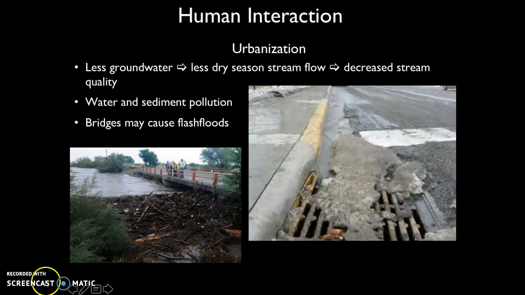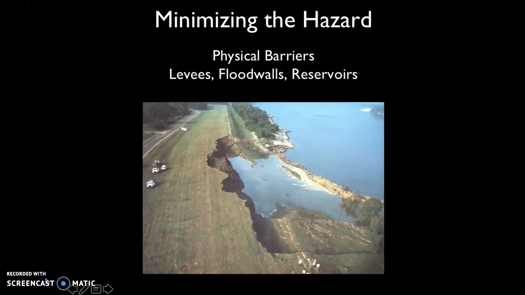Some ways in which we can minimize the hazard of flooding. Some of the earlier and yet still used ways are going to be these physical barriers, such as levees, flood walls, or reservoirs. So a levee, as you're seeing here, is basically going to be building up the ground higher on the floodplain itself, so that when the river, when the stage, I should say, gets higher and higher, it will no longer flood the floodplain that it was originally going to, but it will still be contained within the barriers that were created. So these over here are going to be the levees, as you're seeing.